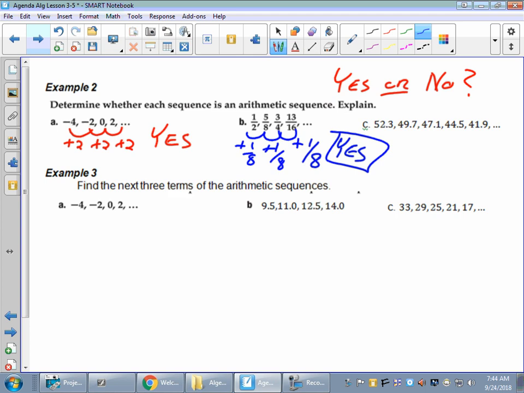We'll skip C. We'll come back to that in class. I think you can figure that one out. And also both C's, the one down below, we'll skip that one and come back to it if we need to in class. The next one says find the next 3 terms of the sequence.